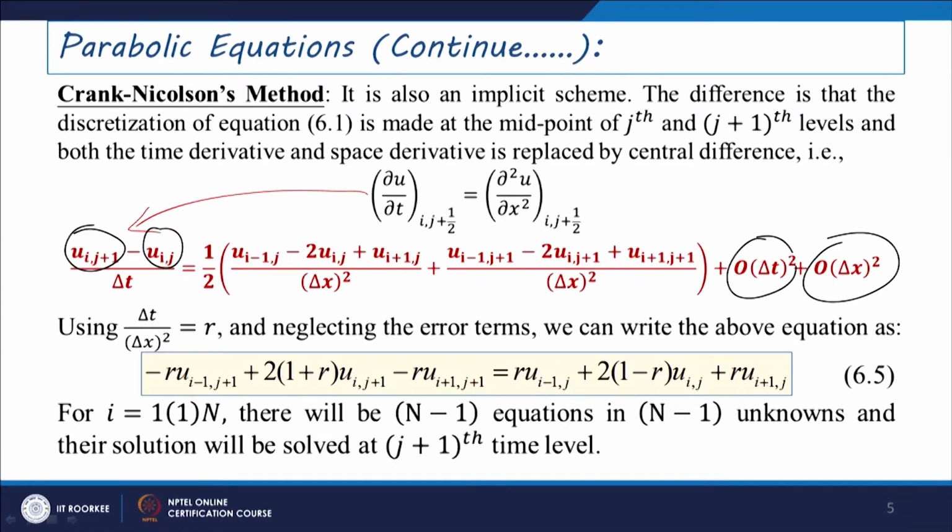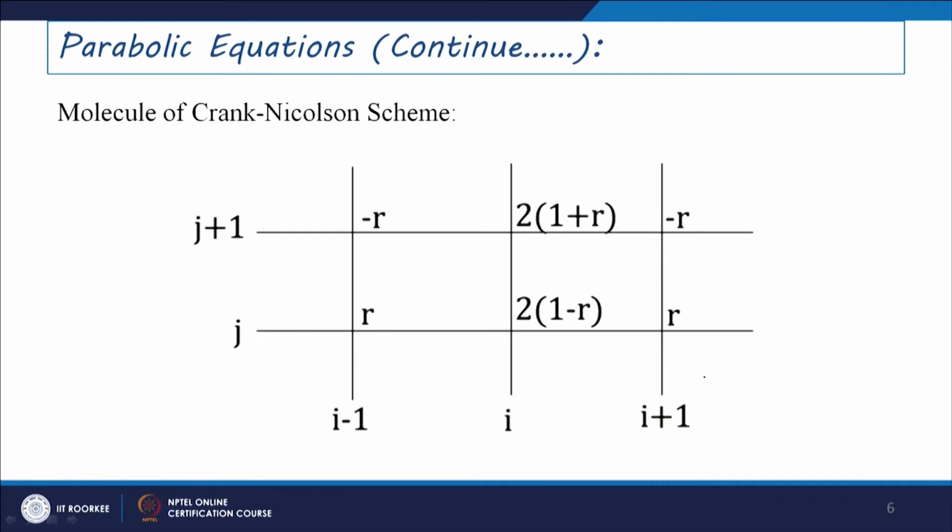So we will have these coefficients here: minus r, 2 into 1 plus r, minus r. And at the jth level calculation, we find plus r, 2 into 1 minus r, r. So the same scheme is written at the jth level as r, 2 into 1 minus r, r, and at the j plus 1th level as minus r, 2 into 1 plus r, and minus r.